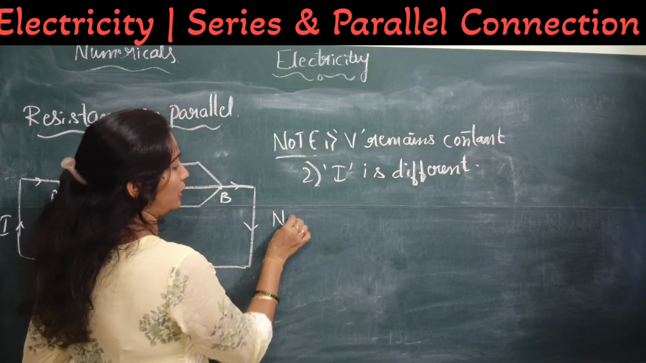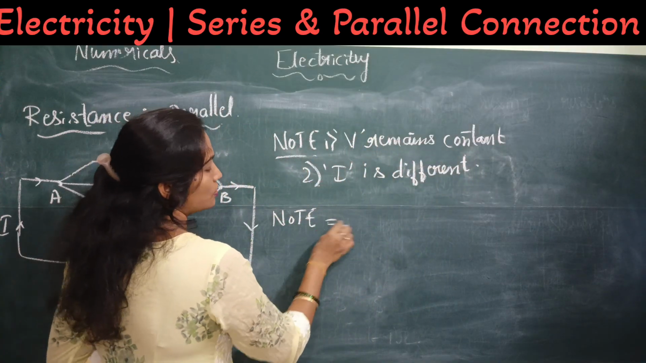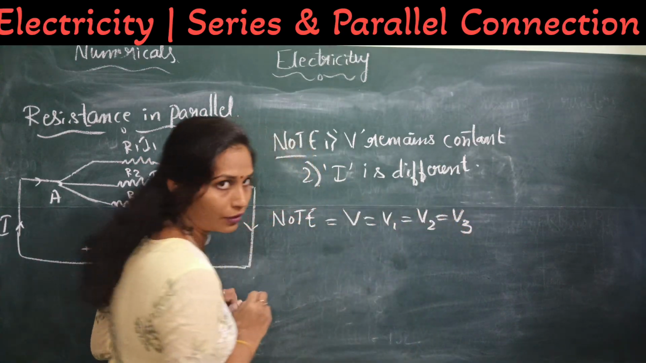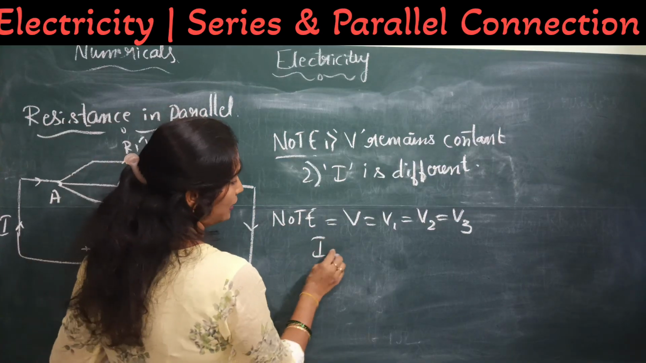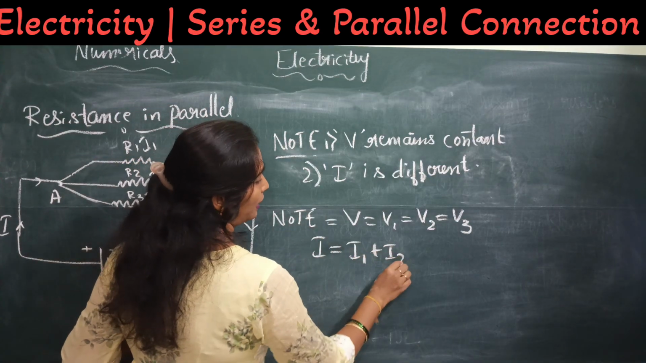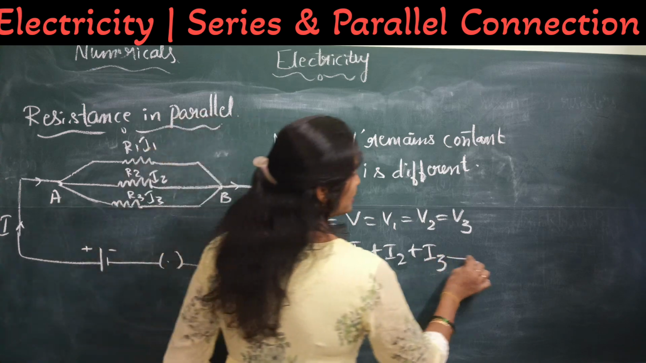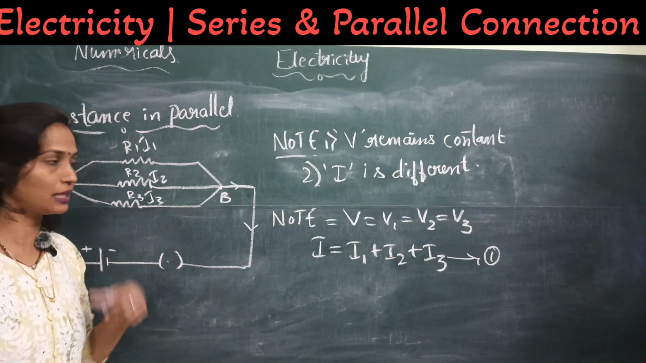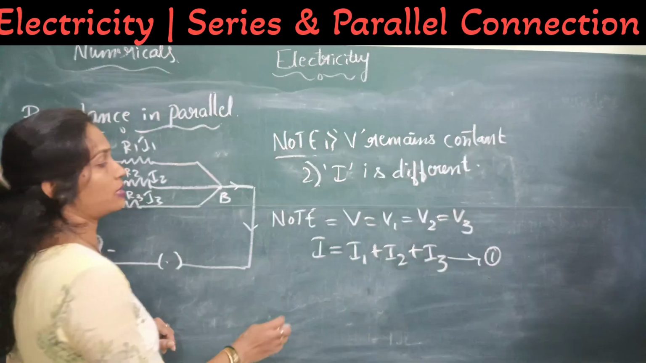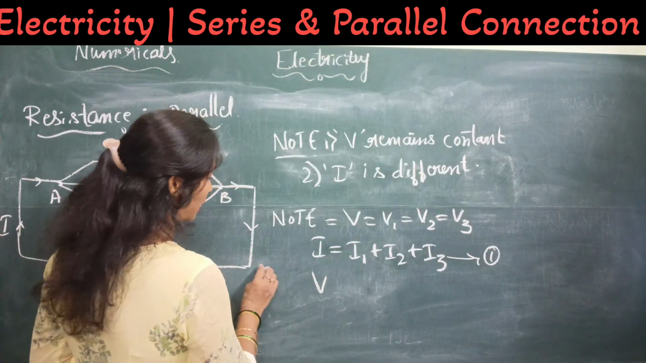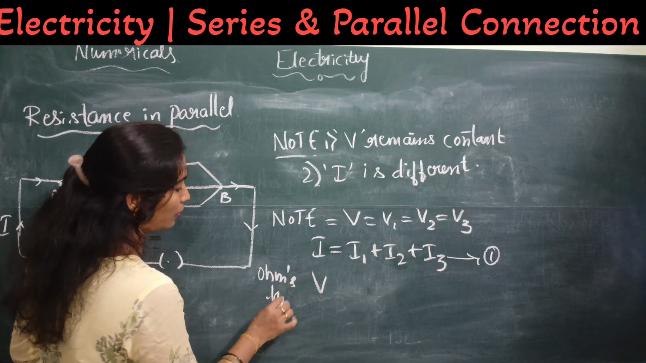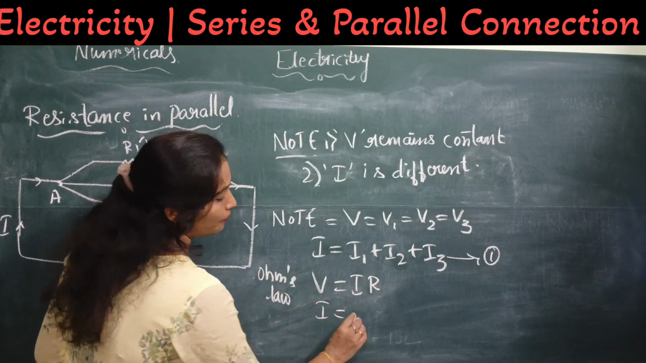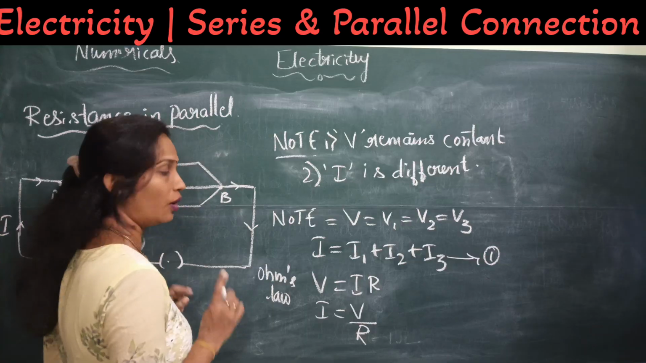From note 1, what can we say? V is equal to V1, which is equal to V2, which is equal to V3. And what about I, guys? I is equal to I1 plus I2 plus I3. Take this as equation 1. I'll derive how to calculate the total resistance. Okay, I'll show you. What is our equation for Ohm's law? According to Ohm's law, V is equal to I into R. So I is equal to V divided by R.